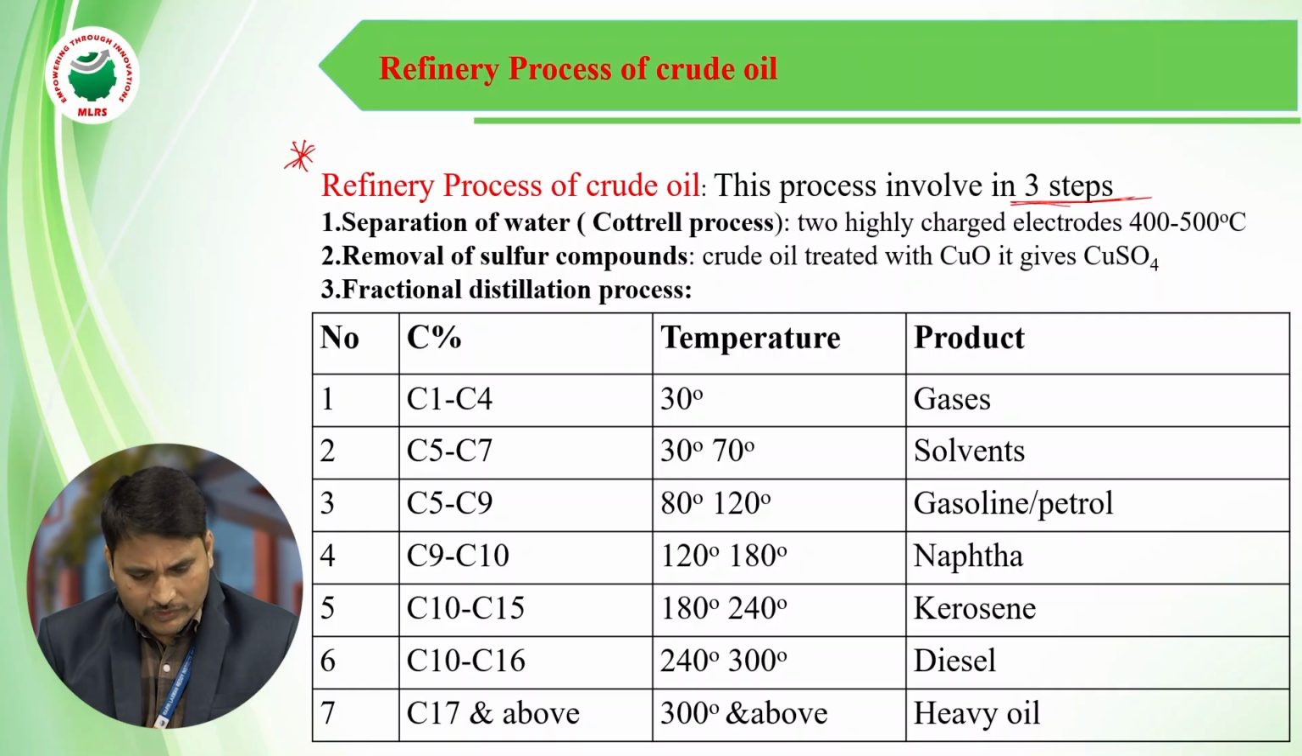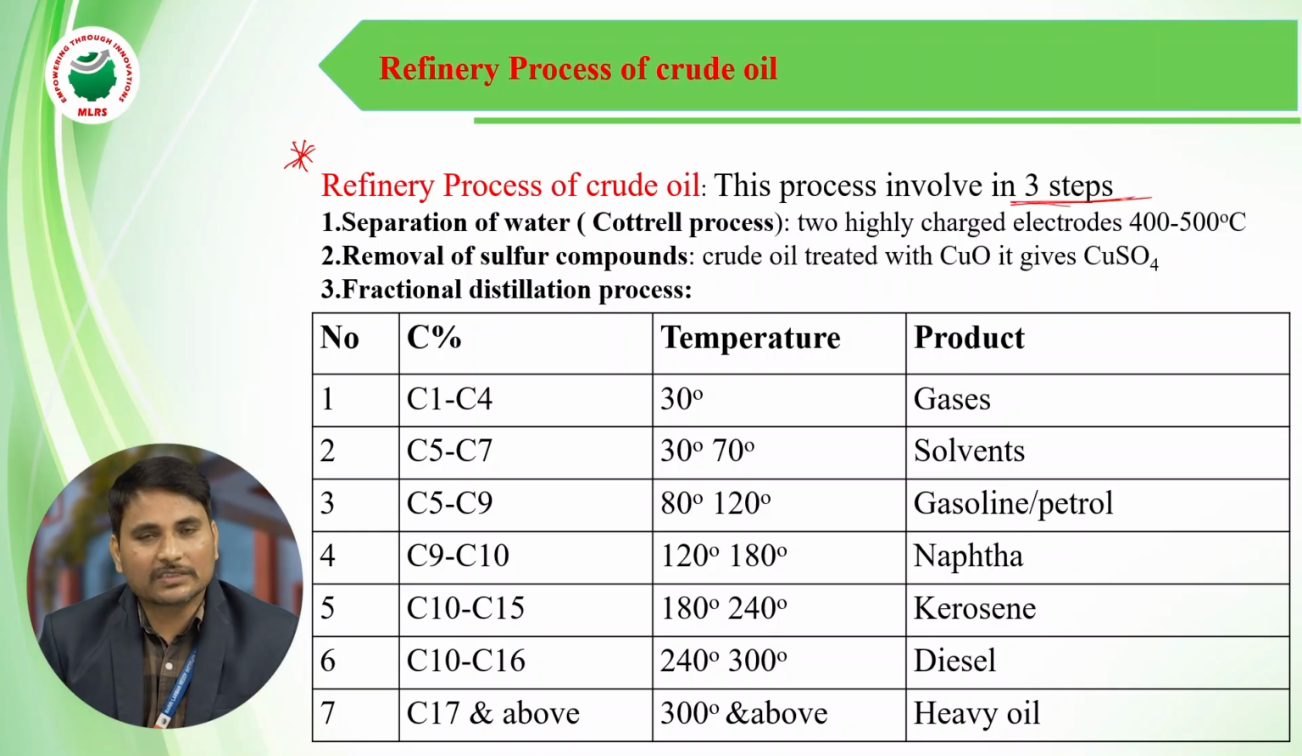In the first step, the removal of impurities: when we talk about petroleum, the main impurity is sulfur. To remove that sulfur, we add copper oxide to the petroleum. The copper oxide reacts with the sulfur and we get a precipitate, copper sulfide, which settles at the bottom of the petroleum. So we remove that.